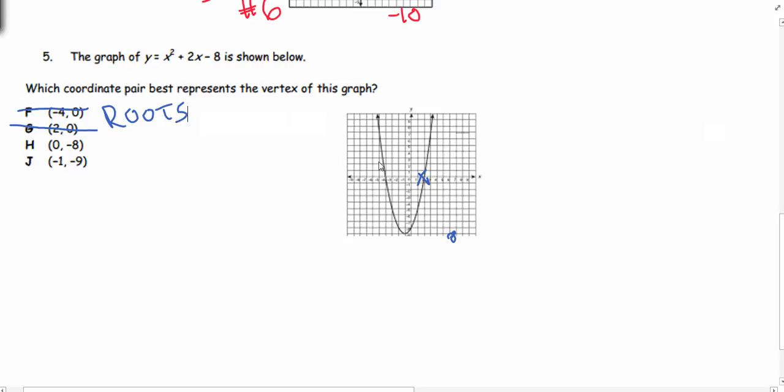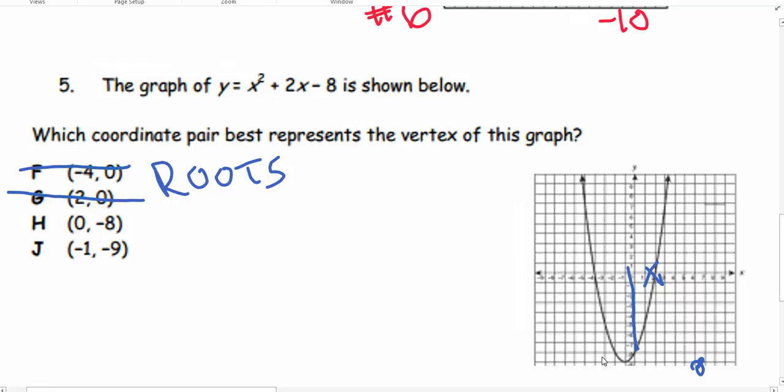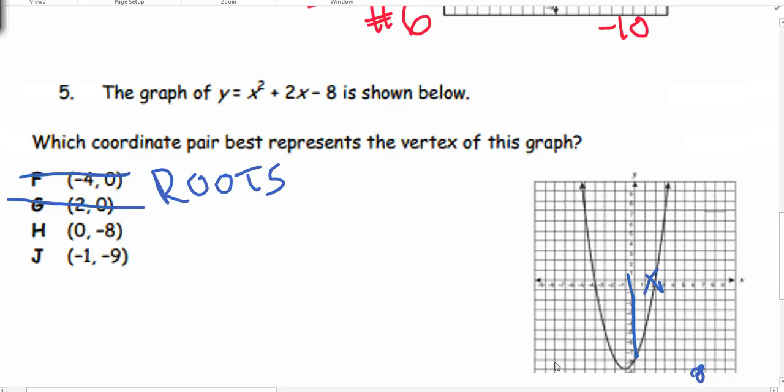0, negative 8. If you start off at 0 and you go down 8, that's not the answer either, is it? 0, negative 8 would be coming down right about here, right? That's the y-intercept. And so by default it has to be the last one, which is negative 1, 9. Let's zoom in on that just so you can double check that. So you go over negative 1 and you go down to negative 9, and it puts you right there at the vertex. So that was our answer choice, and it is H.